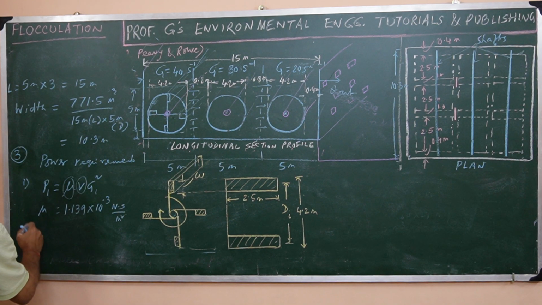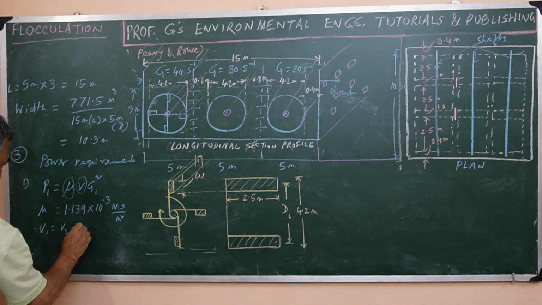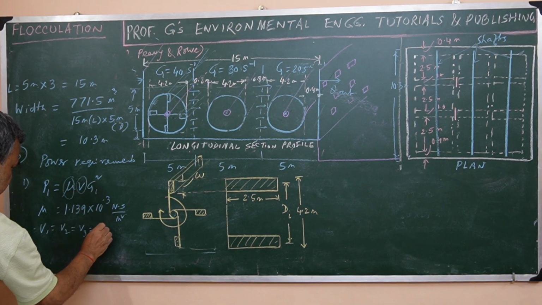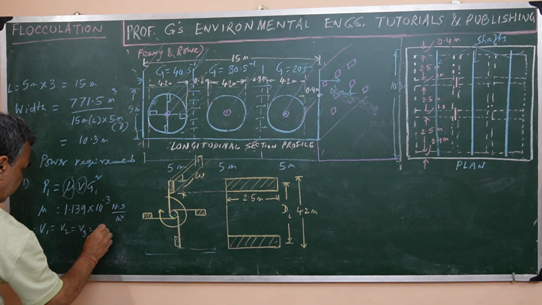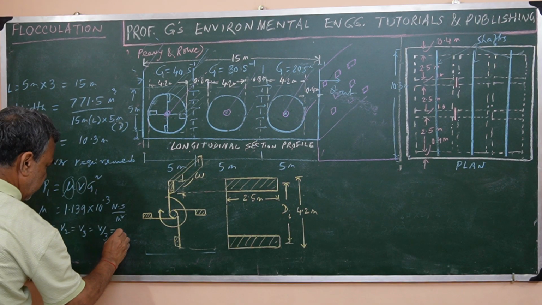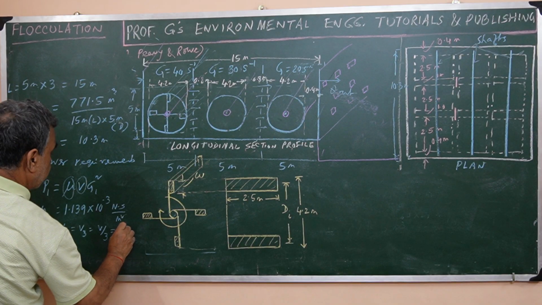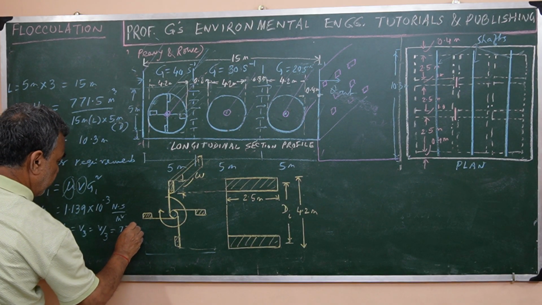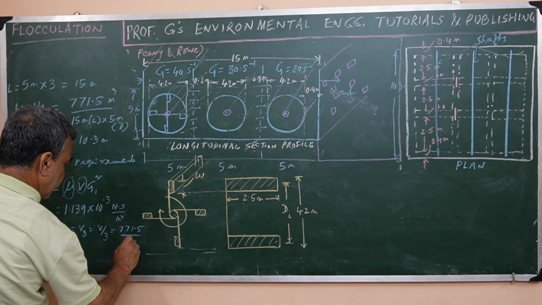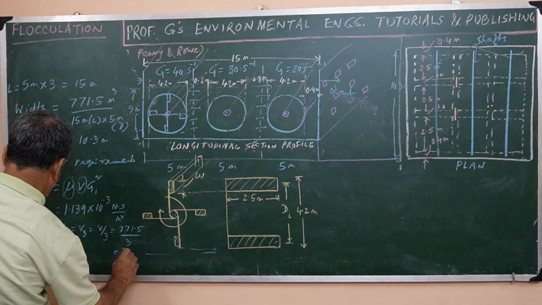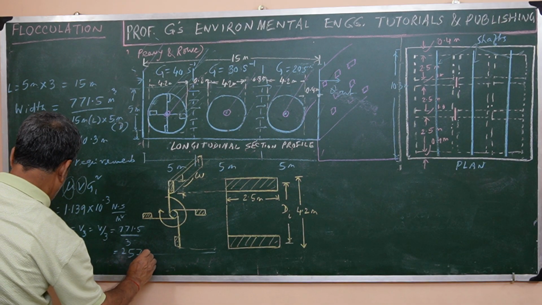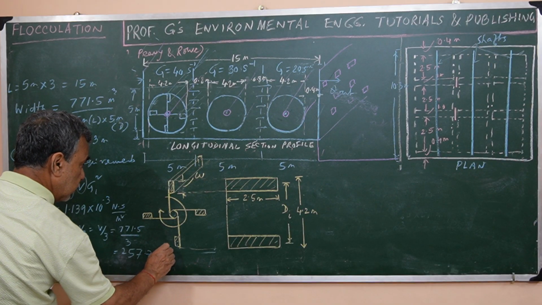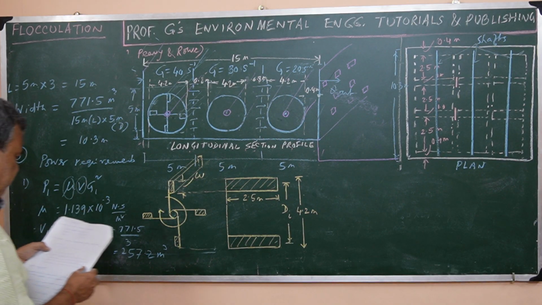So this is the volume. V1 is equal to V2 is equal to V3 is equal to V by 3. This is equal to 771.5 by 3, that would be 257. You can check this value. Okay, so this would be this.